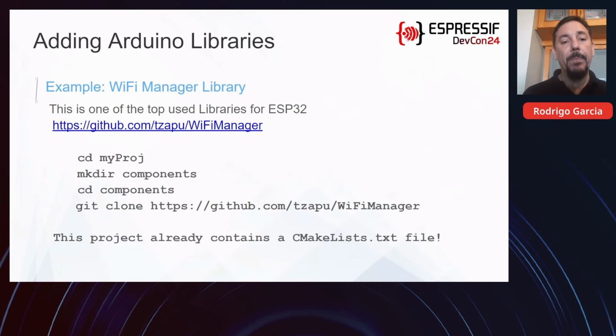This is an example where we are using the Wi-Fi Manager library, which is an external library. You can see the GitHub for that library. And all we need to do is go to the folder for the project, create the components folder, go into the components folder, and clone that library there. In particular, that library already has a CMakeLists.txt file, but we need to modify it.